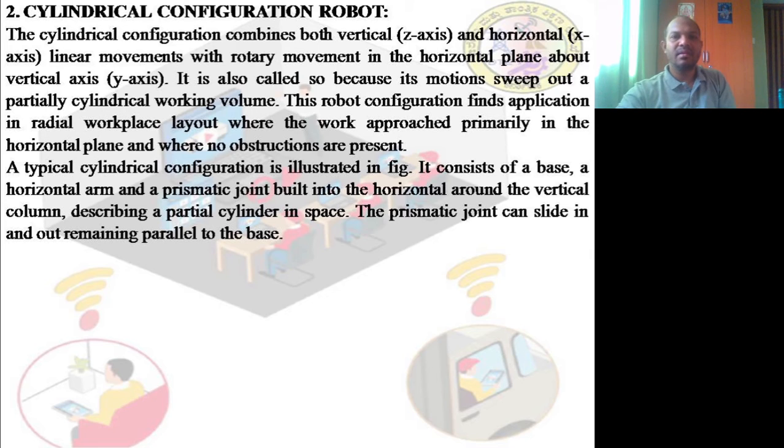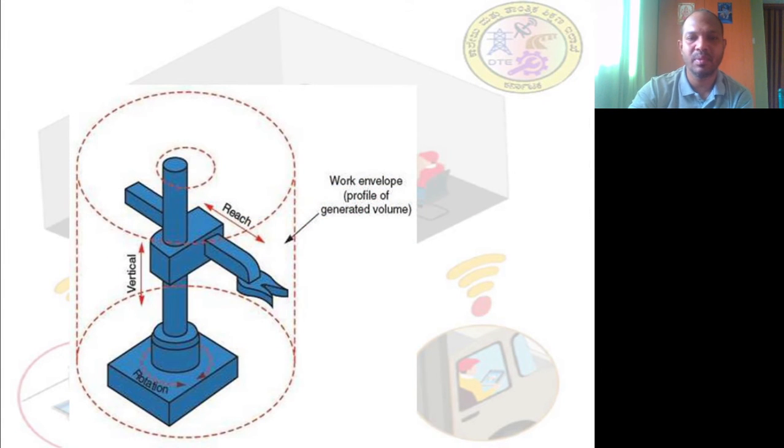Then the cylindrical configuration robot. A cylindrical configuration robot combines both vertical axis. I shall show you over here. Now here also we have three motions. One is at the base. Please carefully see here. At the base we have a rotation axis. That means it can rotate like this, 360 degrees.